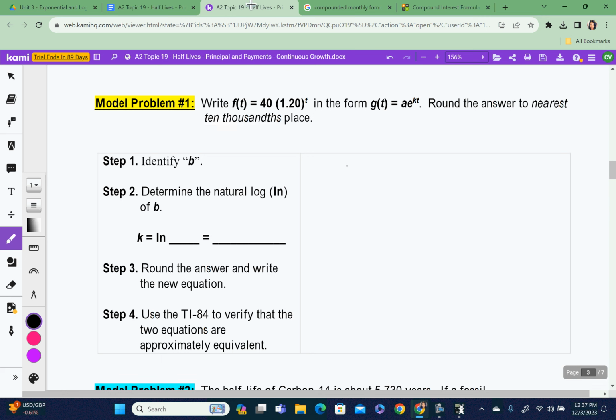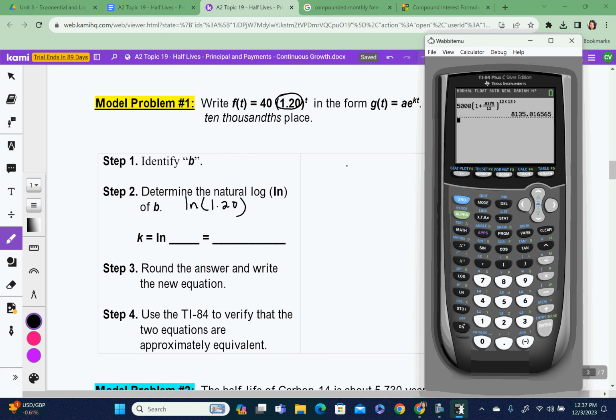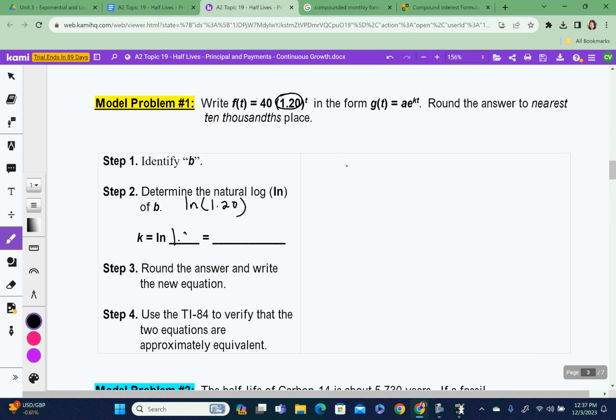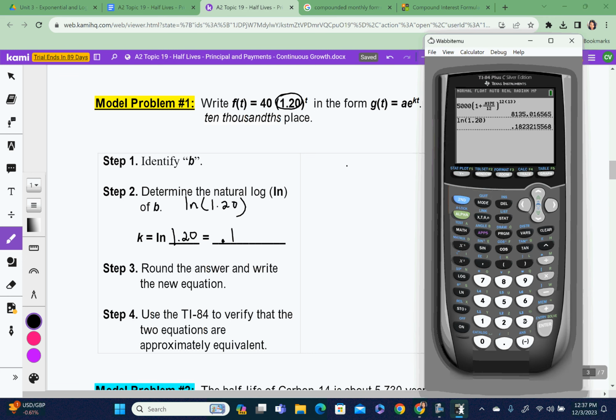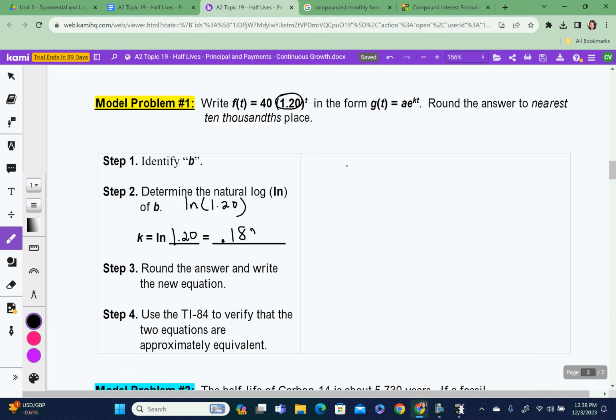So the first thing we're going to do, our b is this number right here. So we're going to find the ln of 1.20. To do that, I'll take my calculator. Above the on button is a store. Above the store is an ln. So I'm going to put 1.20, close that parentheses, hit enter, and I get 0.1823. So ln of 1.20 is 0.1823.